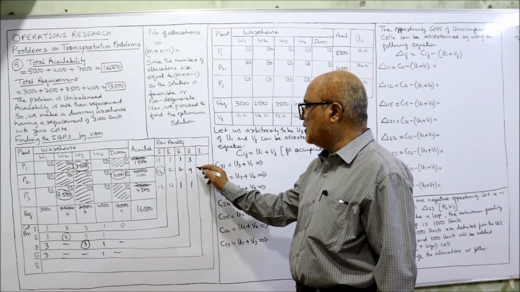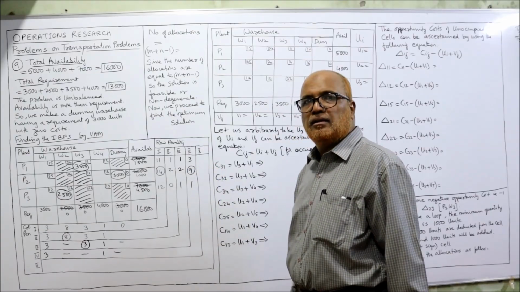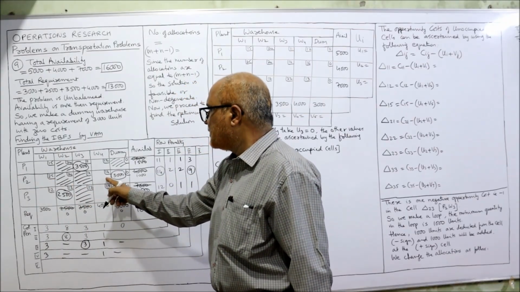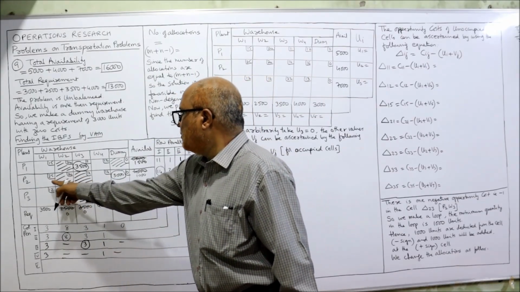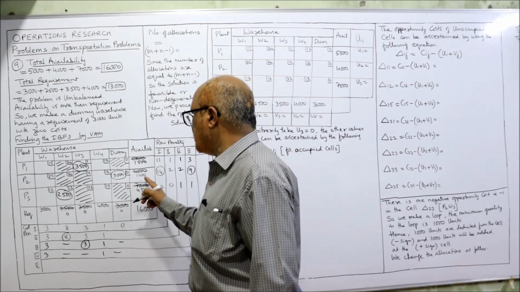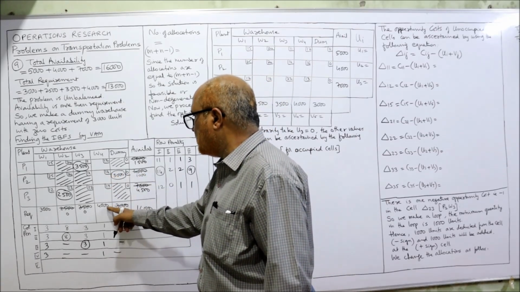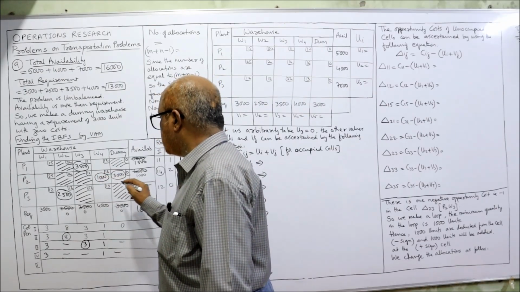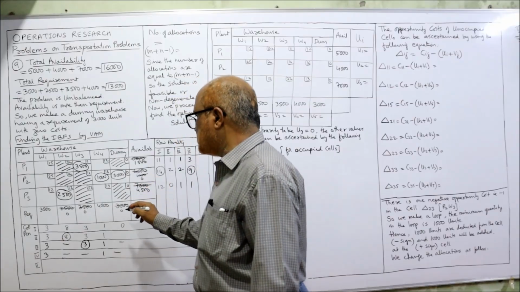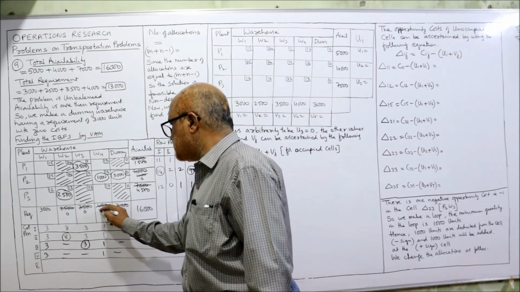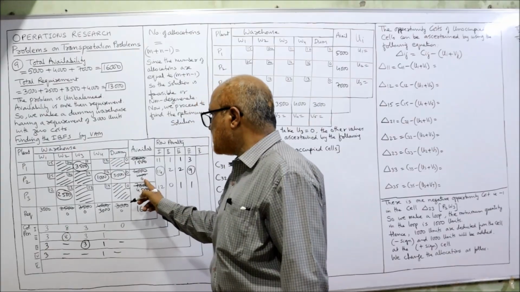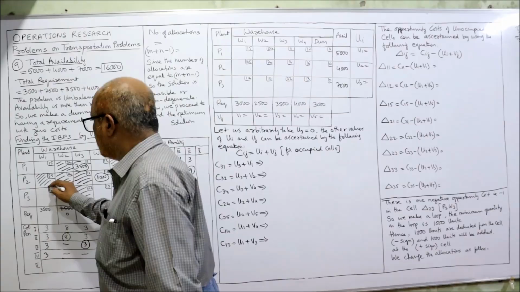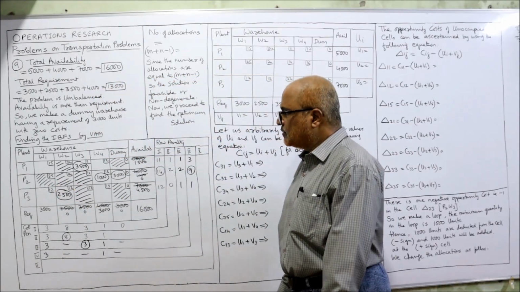9 is the highest penalty. So round off this 9. In which row are we having this 9? P2. What is the minimum cost here? 16. The minimum cost is 16. So we allocate. Row total 1000, column total 4000. So we allocate 1000 here. This 1000 minus 1000 is 0. 4000 minus 1000 is 3000. Now this has become 0, so the row is blocked.